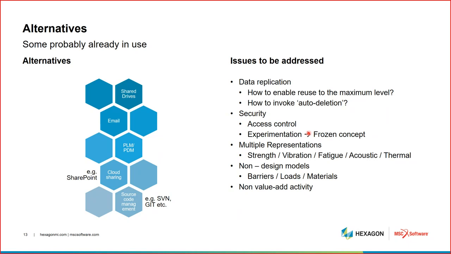And again, as I touched on at the start, you will have multiple representations for individual parts. You will have strength models, you'll have vibration, fatigue, acoustics, thermals, and they will also have dependencies on each other as well. So the example I gave previously was you probably would do a thermal analysis to get temperature loads that then get applied as loads to a structural model.